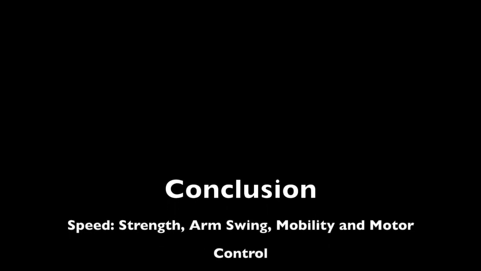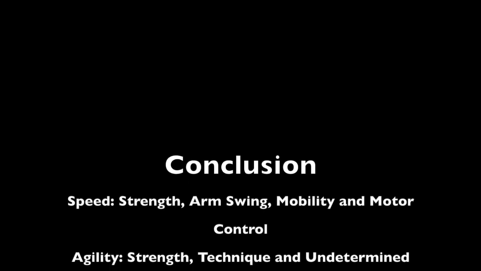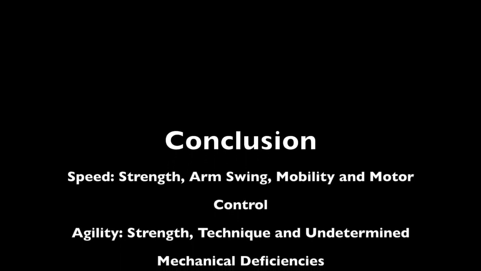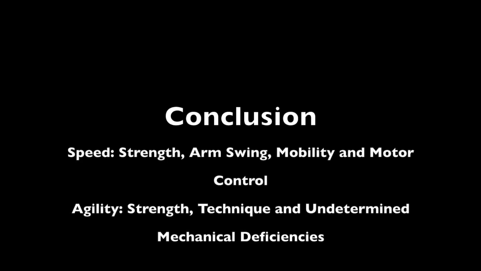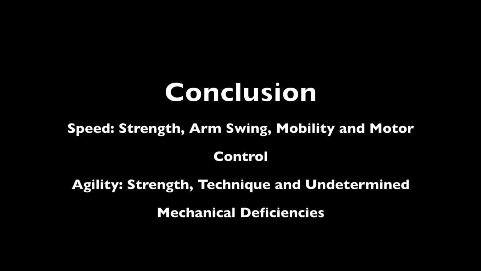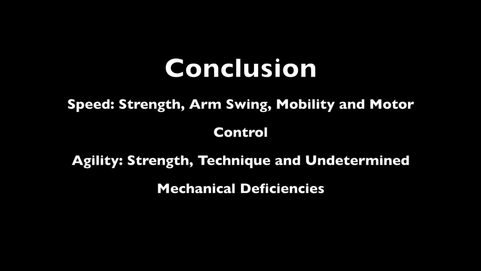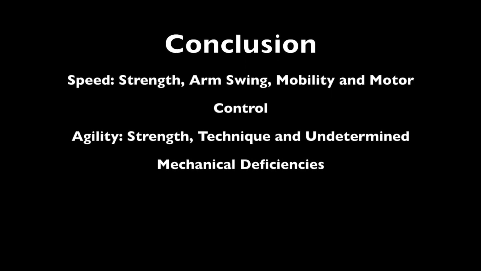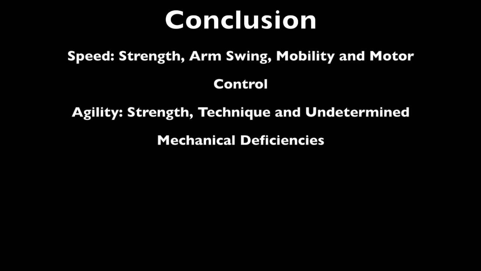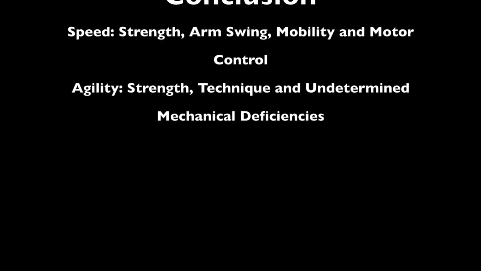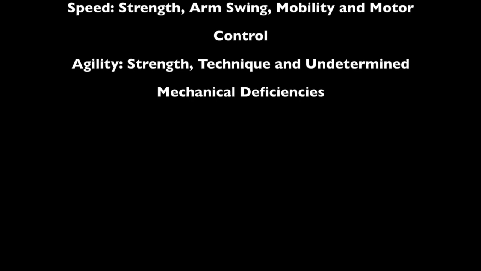So it's obvious that all of the athletes had various capacity and skill issues. However, we could focus on individual elements that should help the athletes enhance their individual sprint performance. Some of those were in speed with strength, arm swing, mobility and motor control. In agility, this was strength, technique, and an undetermined mechanical deficiency that needs to be addressed before moving forward with training.